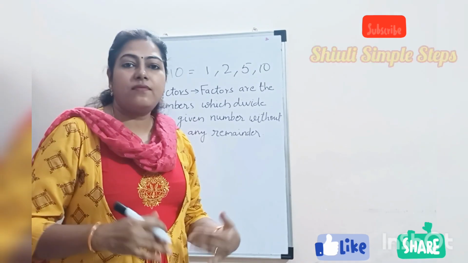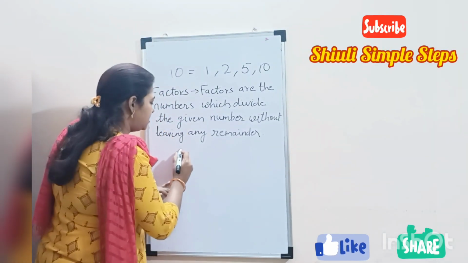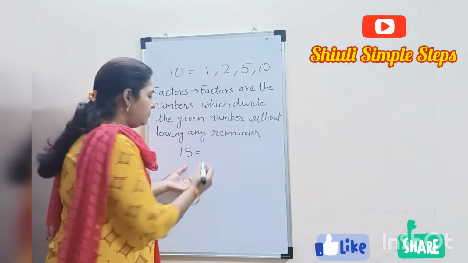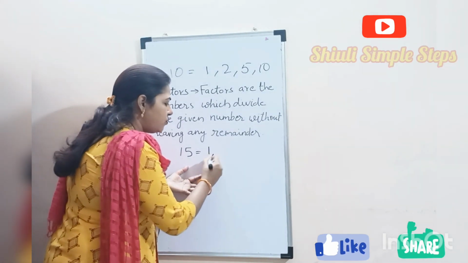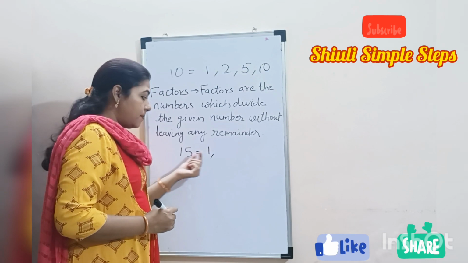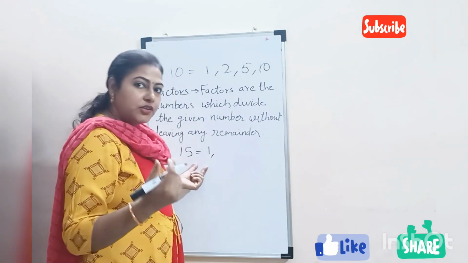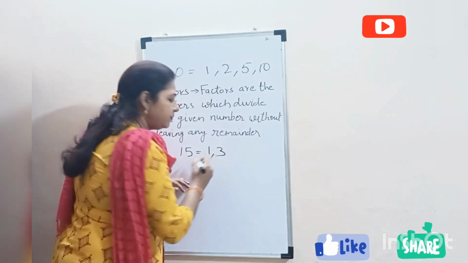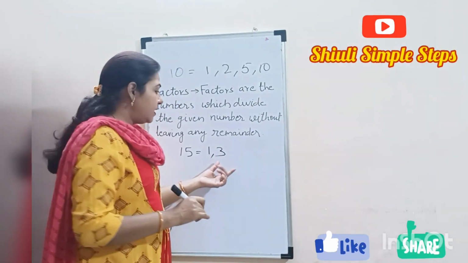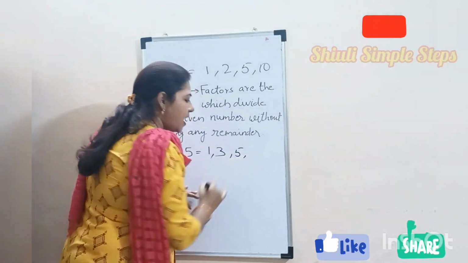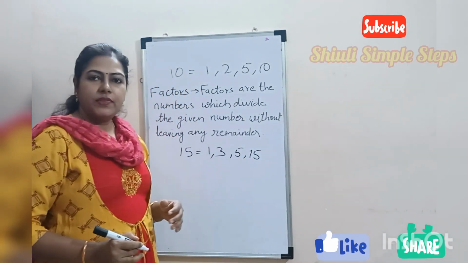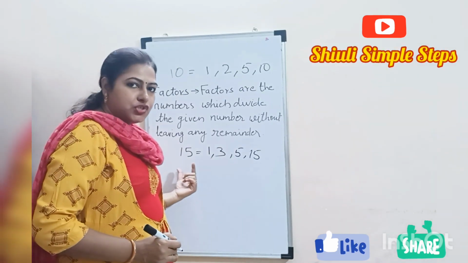Okay. Now take another example. Suppose we take 15. So what are the factors of 15? So we can see that 1 completely divides 15. Then does 2 divide 15 completely? No. Then we have 3 5s are 15. Then we have 5, and then again we have 15. Okay. So these are the factors of 15.